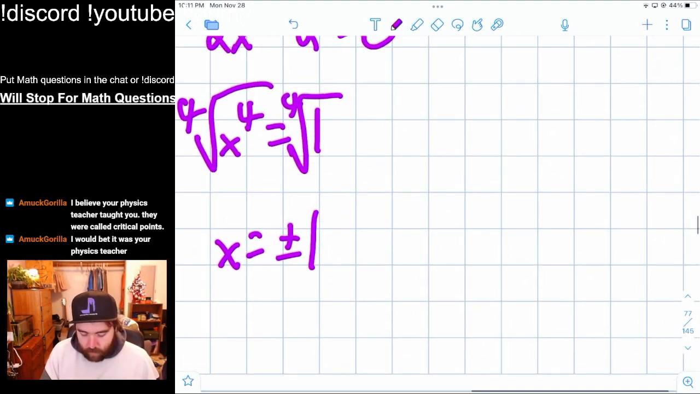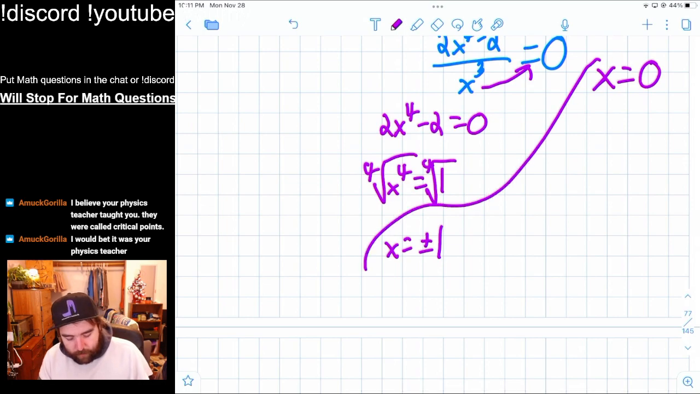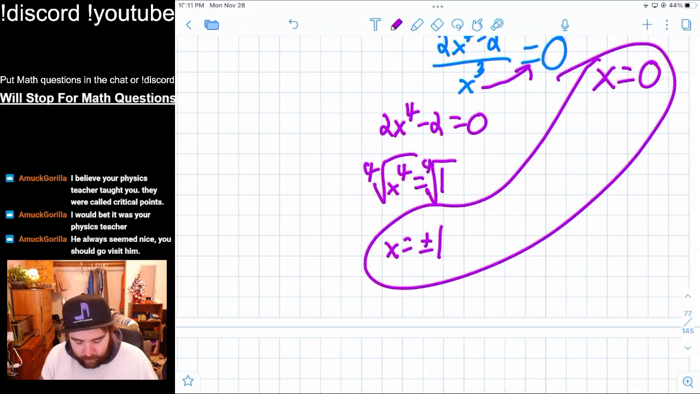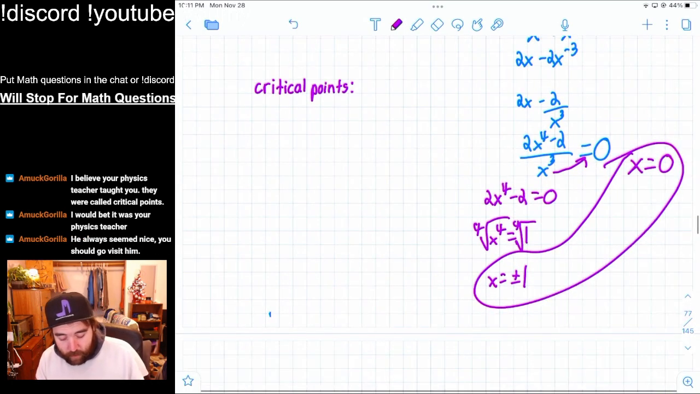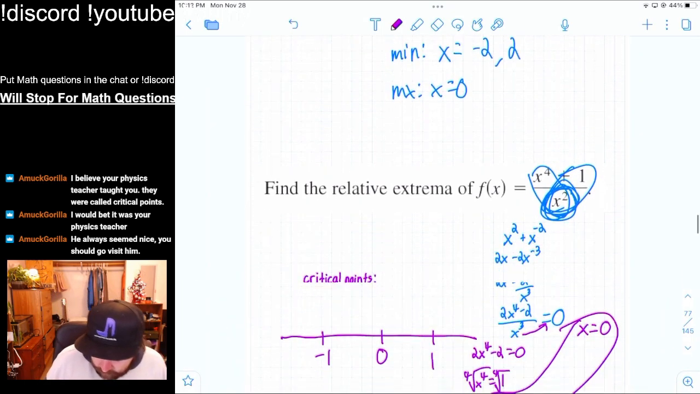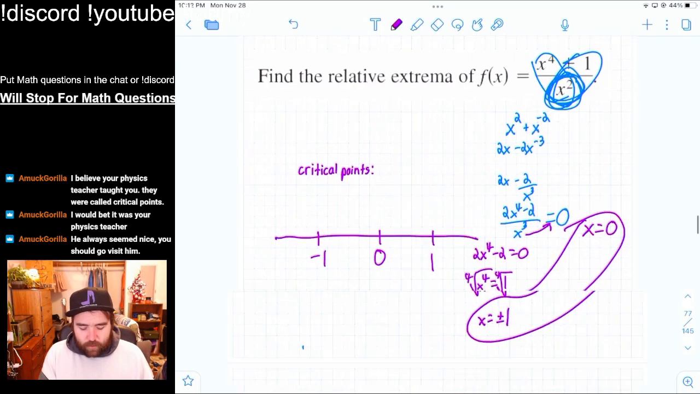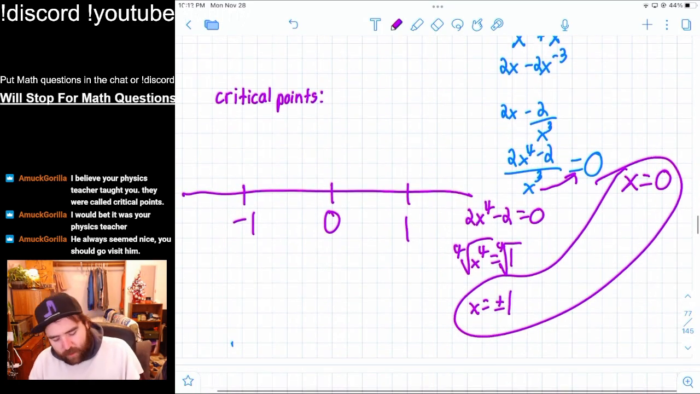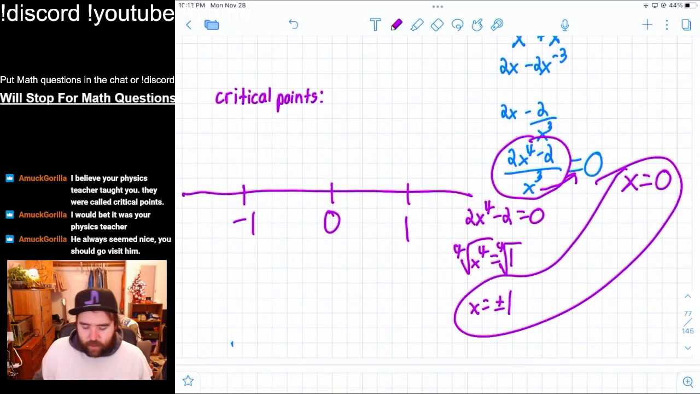So now we have our critical points, or our critical values. And so we're going to put it on a number line to see when it's increasing, when it's decreasing. And that'll help tell us our mins and maxes. So let's see. And we're plugging it into the derivative, right? Because we just want to know if the derivative is increasing or decreasing.